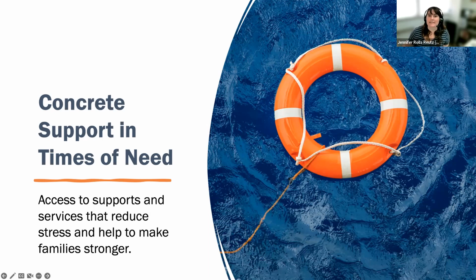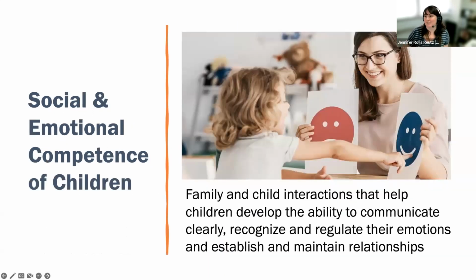And then the last one is the social and emotional competence of children. What you'll notice is that this protective factor is the only one out of the 5 that directly addresses issues with children. The others were all parent facing. So this protective factor really gets at the importance of helping children and youth become more capable of handling life's challenges, socially and emotionally as they grow.